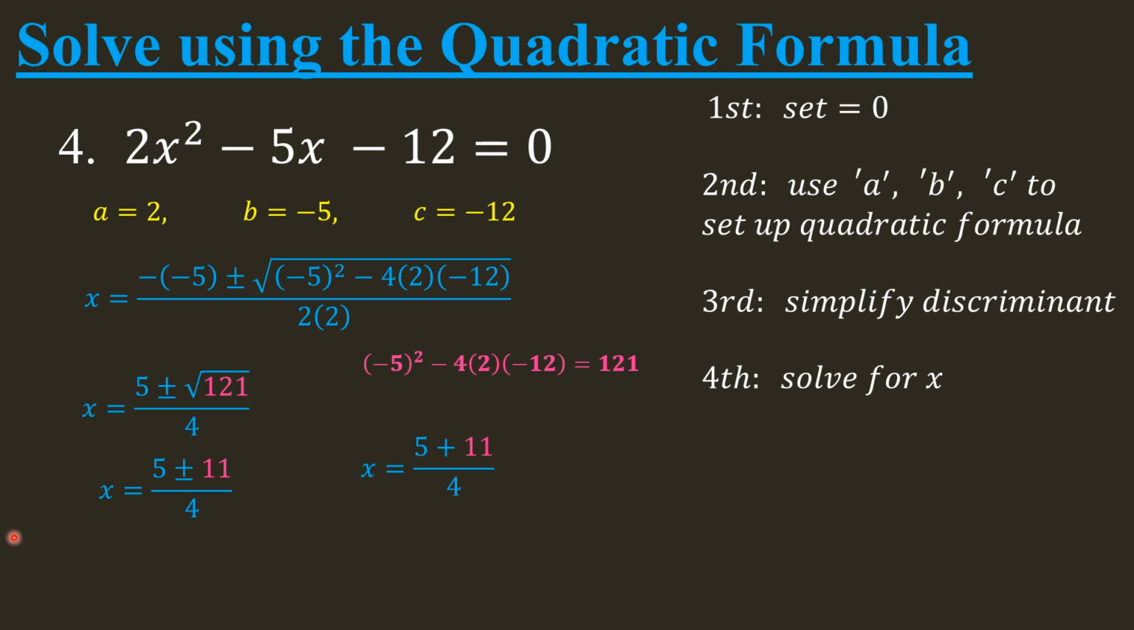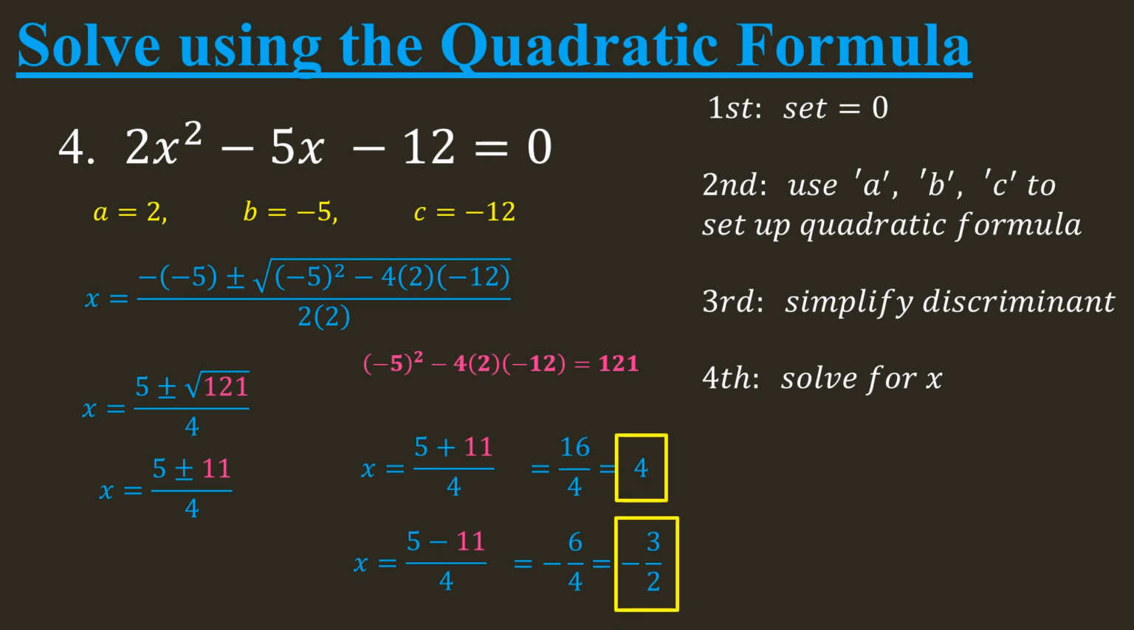I'm going to go ahead and separate that into two separate equations so I can determine the solutions individually. 5 plus 11 divided by 4 will give me 16 over 4, which is 4. And 5 minus 11 divided by 4 will give me negative 6 over 4, or negative 3 halves. So our two solutions are positive 4 and negative 3 halves, or negative 1.5 for this example.